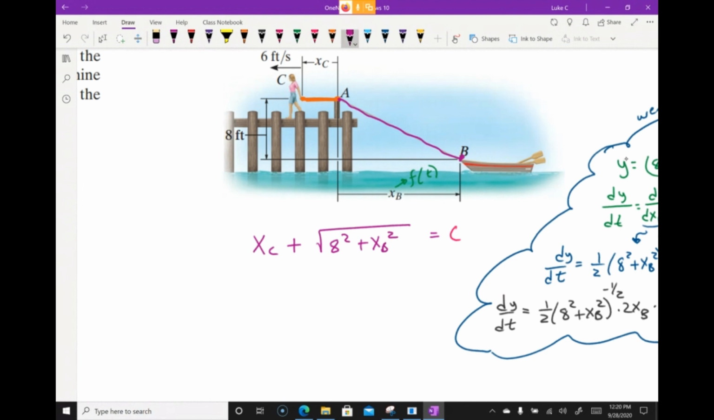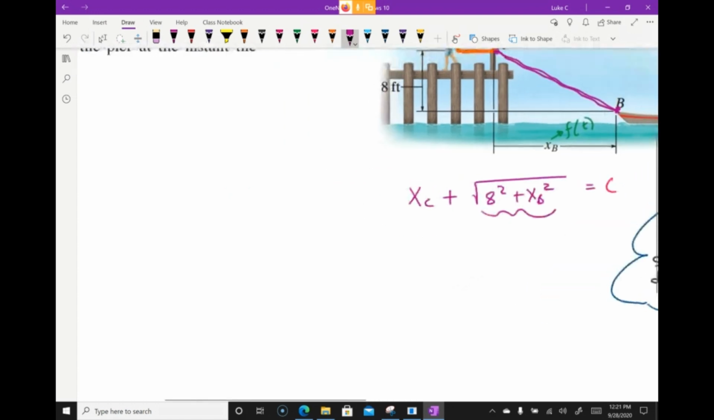Then we define this purple section as this right here: 8 squared plus XB squared, take the square root, okay? So the total length of the rope is constant. And now in order to figure out how things are, we just take the time derivatives. Let's go over here and do this again, week 5.